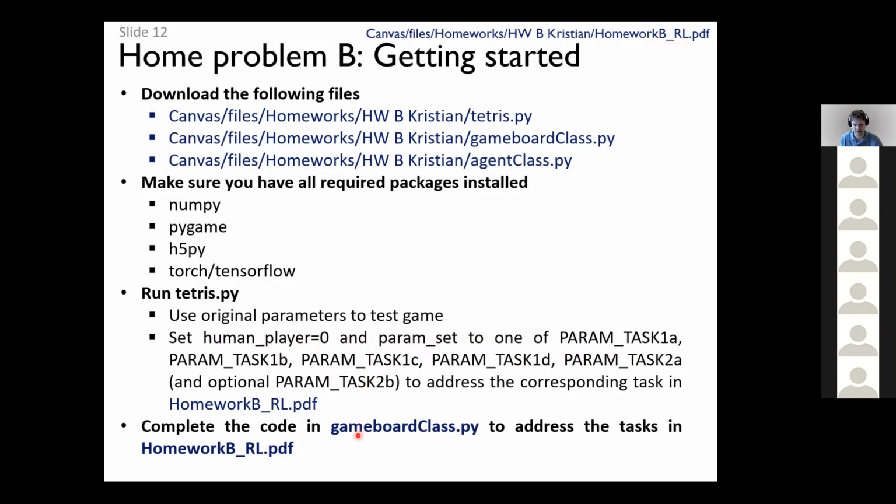And you do not need to program the game, so that's not the focus here. So you will program part of it. It's not the gameboard class .py that you should finish, it's the agent class.